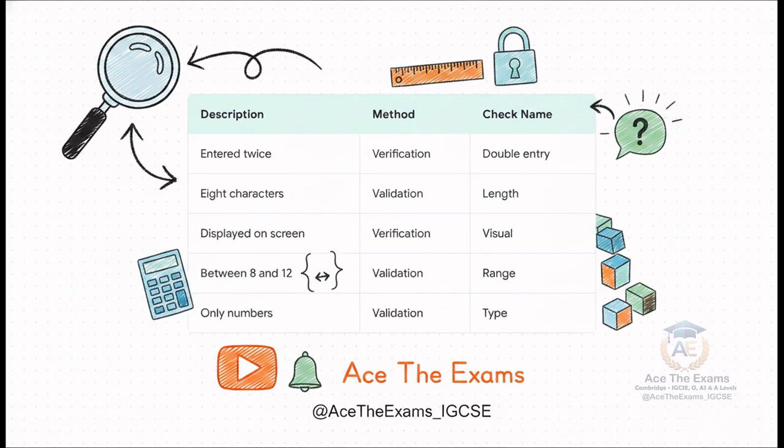Entered twice and match. That is fundamentally about checking against a source, so it's verification, specifically a double-entry check. 8 characters long. That is a hard mathematical system rule, so it's validation, specifically a length check. What about display on screen to be confirmed by human? That's verification, a visual check. And finally, value between 8 and 12 and only contain numbers are strict system constraints. Those are validation checks for range and type respectively. Spotting these patterns rapidly is what separates average grades from top-tier success.